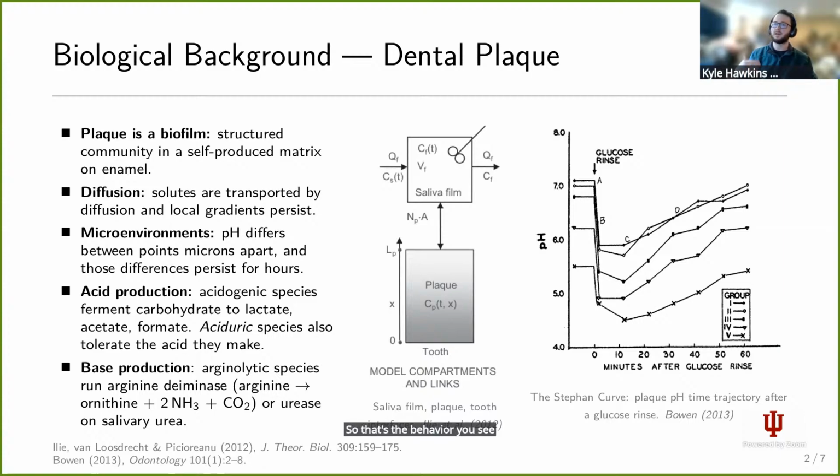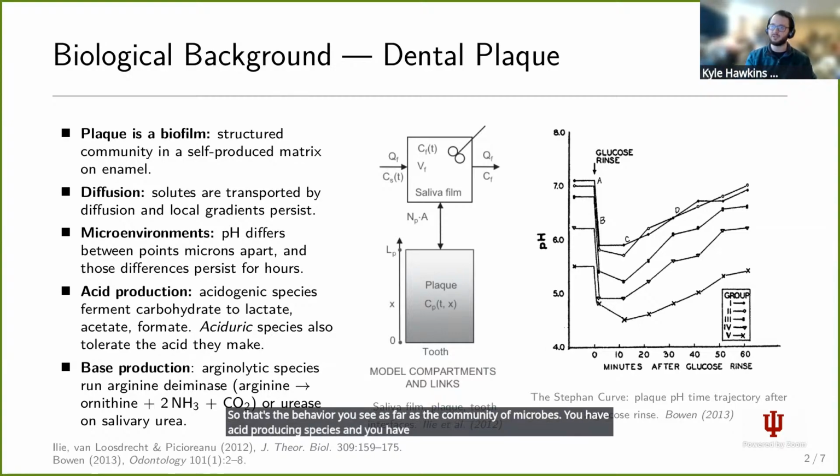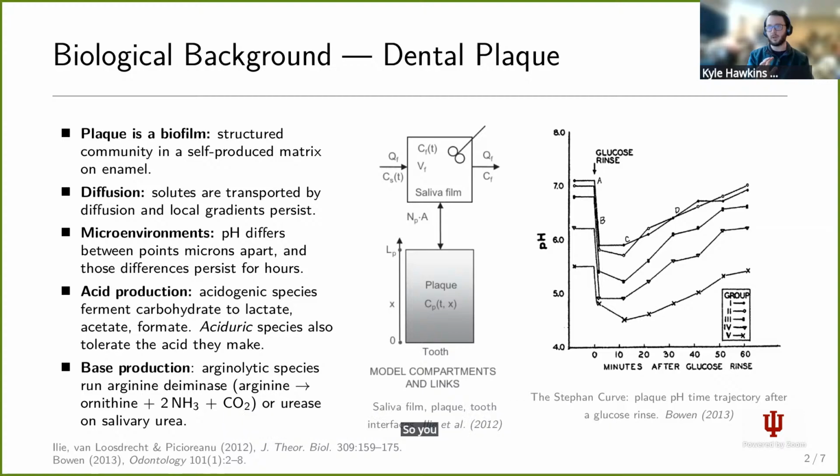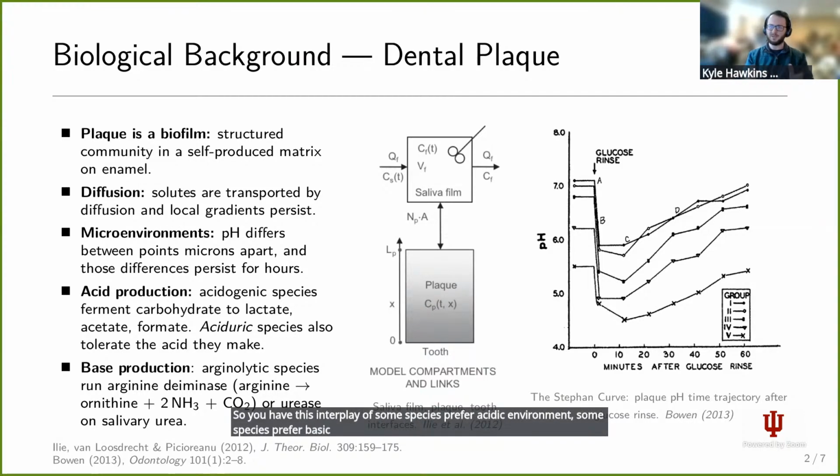As far as the community of microbes, you have acid-producing species and you have base-producing species. So you have this interplay of some species prefer acidic environments, some species prefer basic environments. And I think originally when I was thinking of a problem, I wanted something that had that dynamic.